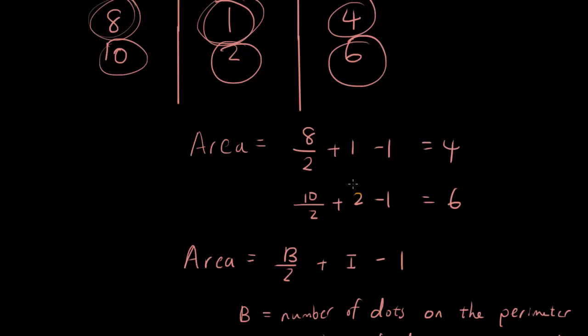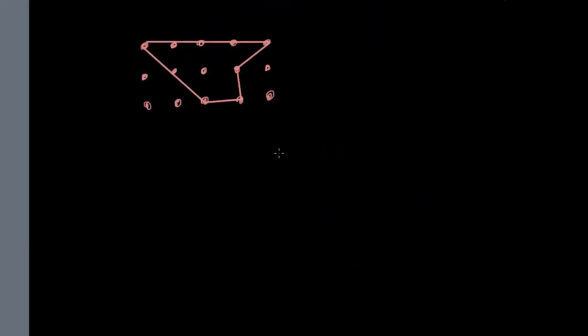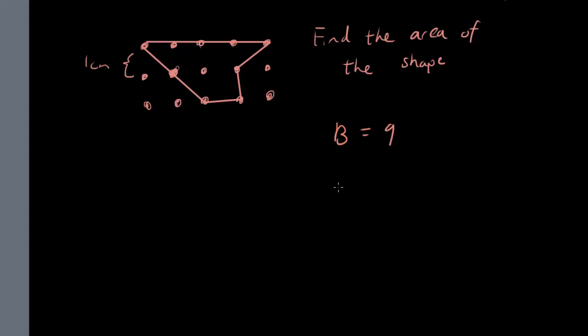So let's do a practice question. I want you to find the area of the shape. Again, all the dots are 1 centimeter apart. Okay, so what do I have? How many dots are on the perimeter? I have 1, 2, 3, 4, 5, 6, 7, 8, 9. 9 dots on the perimeter. So what does that tell us? b is 9, and i is 1.